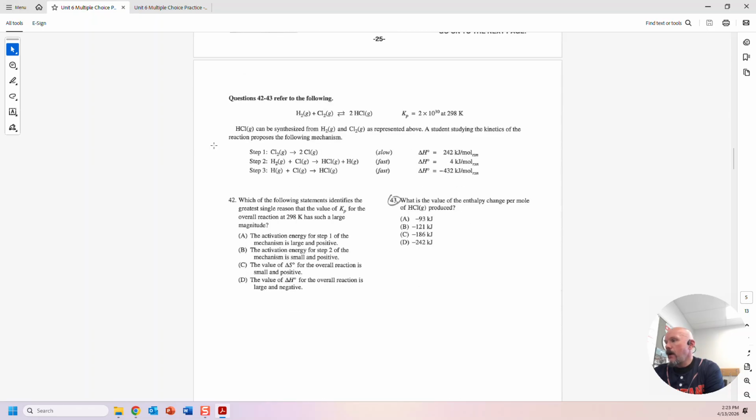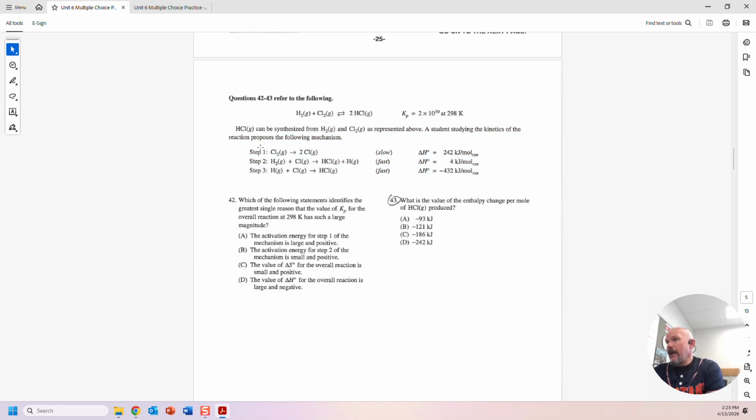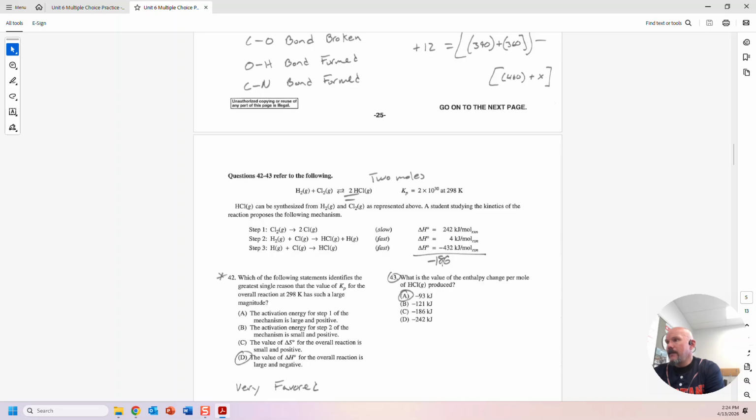I didn't circle 42, but we're going to answer that one as well. But we're given this. Now, we'll talk about what slow, fast means and all that stuff. What we need to recognize here is if we add these equations up, we get that equation. So all we have to do is add these up to get the delta H of this overall reaction. Pretty easy. So notice that's what I did here. I added them up. So I know the delta H of this reaction is negative 186.